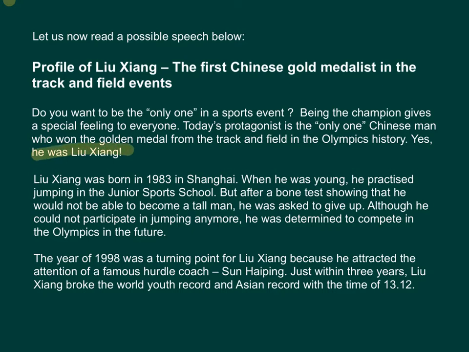Liu Xiang was born in 1983 in Shanghai. When he was young, he practiced jumping in the junior sports school, but after a bone test showing that he would not be able to become a tall man, he was asked to give up. Although he could not participate in jumping anymore, he was determined to compete in the Olympics in the future.